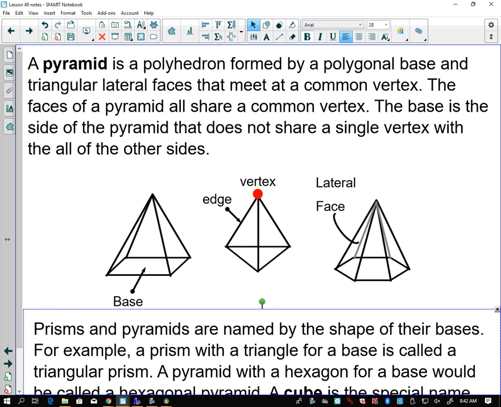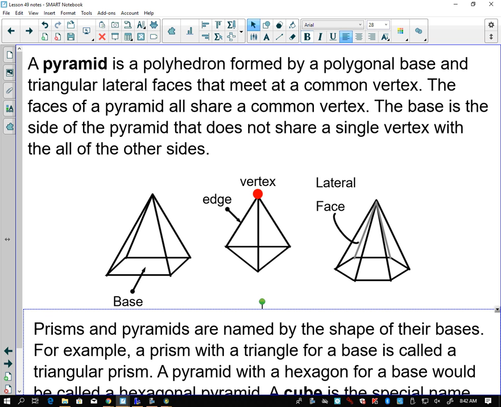All right, so a pyramid is a polyhedron formed by a polygonal base. The fewest number of sides that it can have is a triangle, and I think we have some triangular pyramids, right, where the base is a triangle. Okay, it can go up from there. Here it could be a rectangle, it could be a square, it could be a hexagon. I don't know that we have any hexagonal pyramids here with us, okay? But the faces of a pyramid all share that common vertex.